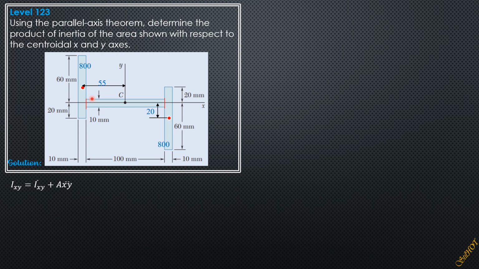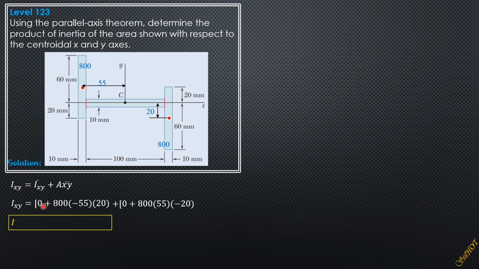So Ixy, therefore, let's begin with this left rectangle, is 0 plus area 800, then barred x negative 55, barred y 20. For this area here, with respect to the centroid 0, area 800, barred x positive 55, barred y negative 20. Solving for Ixy equals negative 1.760 times 10 to the 6 millimeters to the fourth.